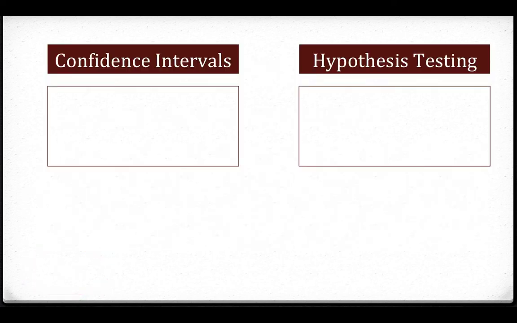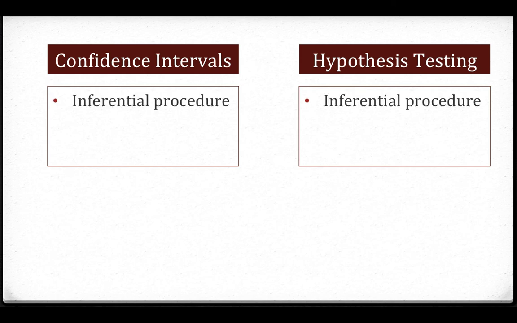And finally, the last topic that you're going to read about this week, which is covered in section 4.5 of the Lock 5 textbook, is confidence intervals and hypothesis testing. You're going to compare and contrast these two inferential procedures this week. Both confidence intervals and hypothesis testing are inferential procedures. They take data from a sample to make an inference about the population.